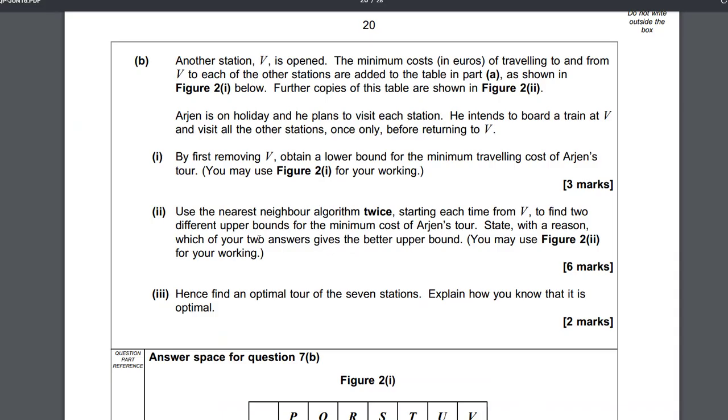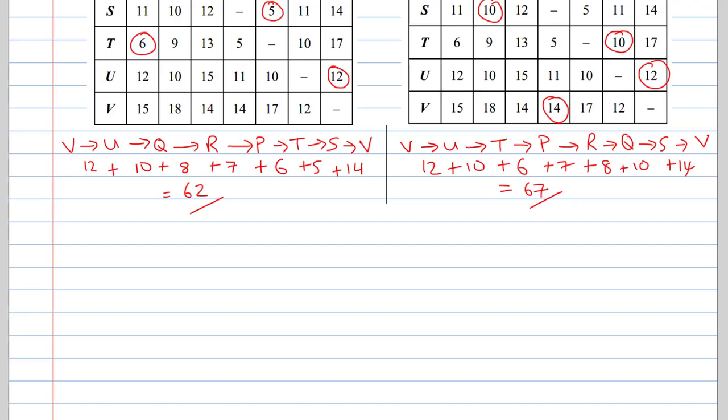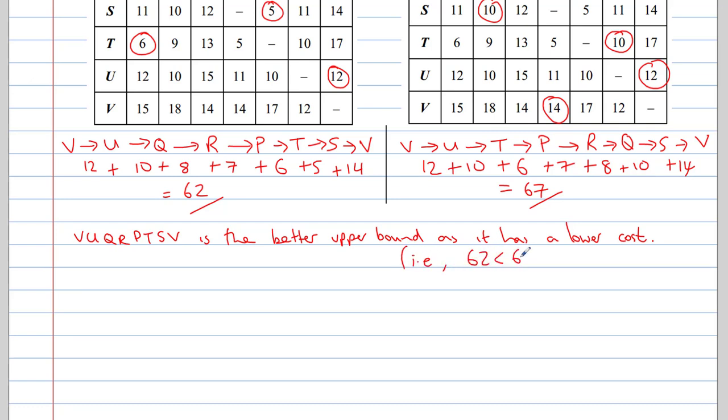So we've used the nearest neighbour algorithm twice, but we need to state with a reason which of our two answers gives the better upper bound. Now remember, an upper bound is a possible solution to the problem, and the best solution out of two is going to be the one that has the least cost, in which case this one is the solution. So V, U, Q, R, P, T, S, V is the better upper bound as it has a lower cost. By that I mean that 62 is less than 67.